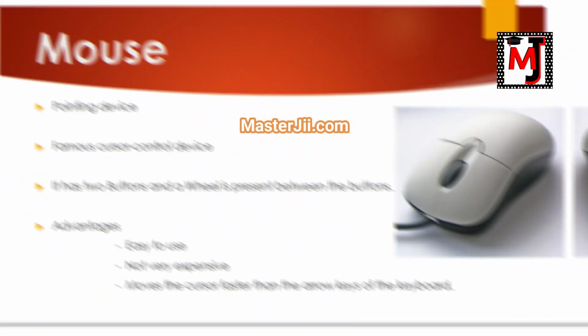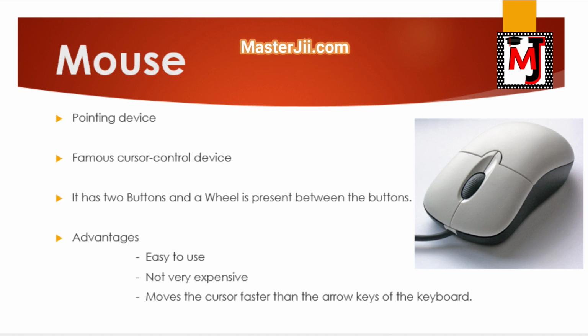And the next device is mouse. Mouse is the most popular pointing device. It is a very famous cursor control device, a small palm-sized box with a round ball at its base, which senses the movement of the mouse and sends the corresponding signal to the CPU when the mouse buttons are pressed. Generally, it has 2 buttons called the left and the right button, and a wheel is present between the buttons. A mouse can be used to control the position of a cursor on the screen, but it cannot be used to enter text into the computer.